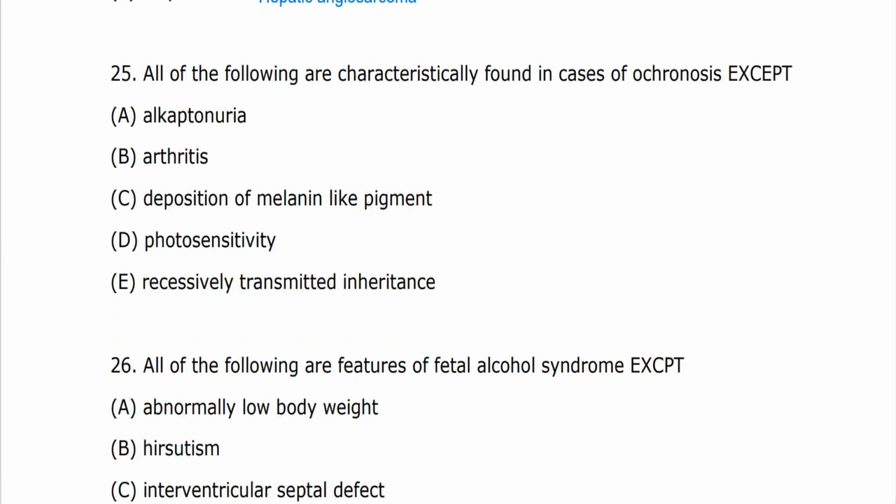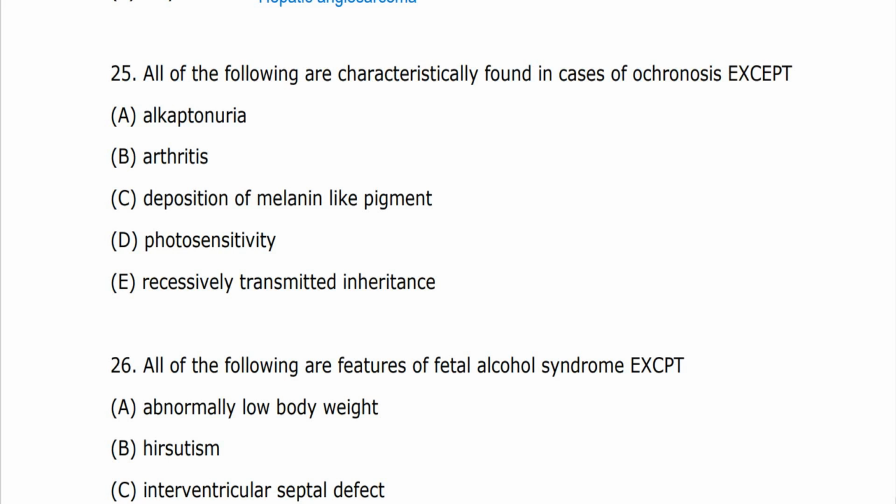Question number 25. All of the following are characteristically found in cases of alkaptonuria, except. Alkaptonuria is more like, how do you put it? There's deposition of homogentisic acid, and it leads to discoloration. Usually the discoloration is of tissues like cartilages or even skin. Alkaptonuria can be exogenous or endogenous. Exogenous is from things that you take in, some kind of foods or chemicals.